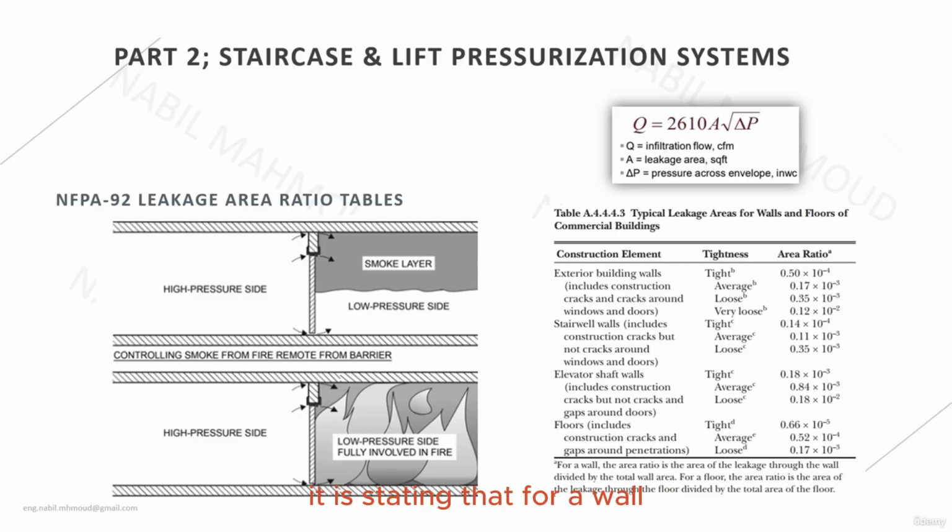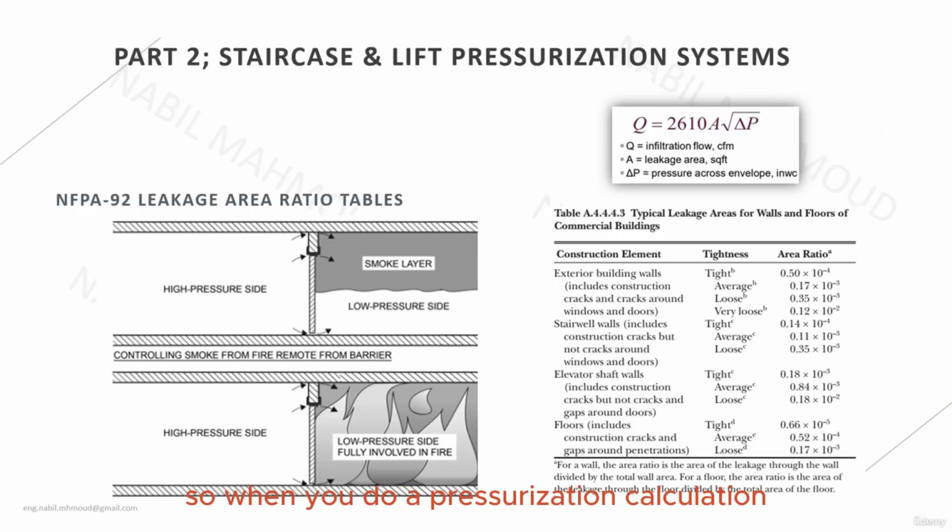And there is a note below this table that explains the area ratio. It states that for a wall, the area ratio is the area of the leakage through the wall divided by the total wall area. For a floor, it is the area of the leakage through the floor divided by the total area of the floor. You can see that this table has four main rows. The first row is for the exterior building walls, including construction cracks and cracks around windows and doors. The second row is the staircase walls, including construction cracks but not cracks around the windows and doors. The third row is the elevator shaft wall, and the fourth row is for the floors.